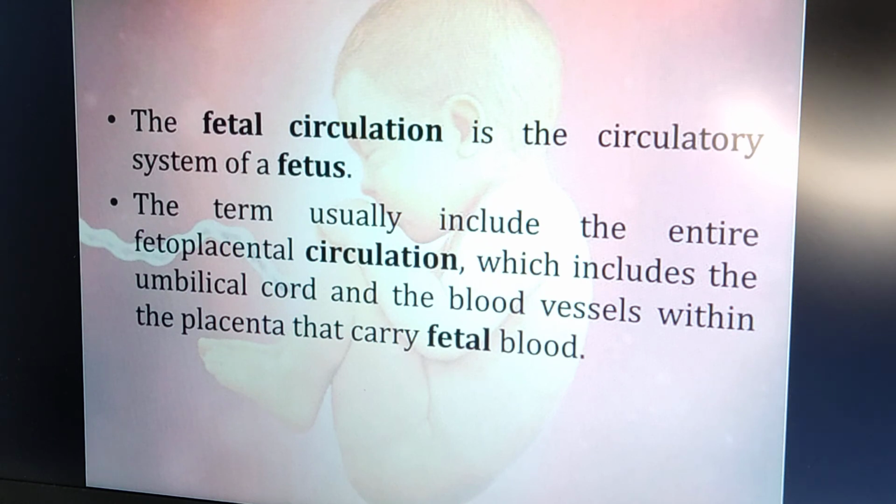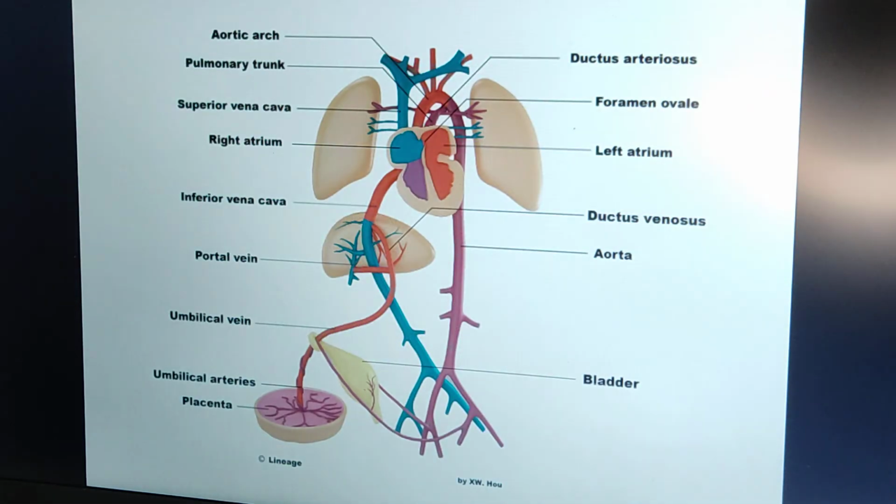This umbilical cord has one umbilical vein and two umbilical arteries. The two umbilical arteries carry deoxygenated blood. The one umbilical vein carries oxygenated blood. I will explain in detail by looking at this picture. You can see this picture here, and see what you understand from it.